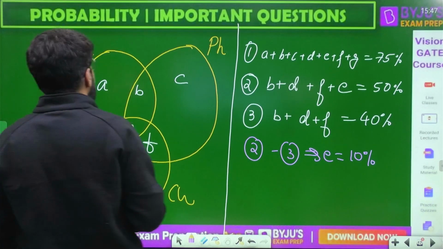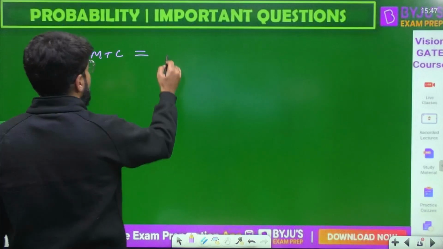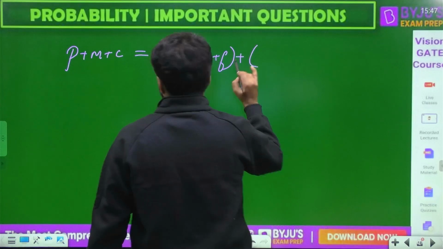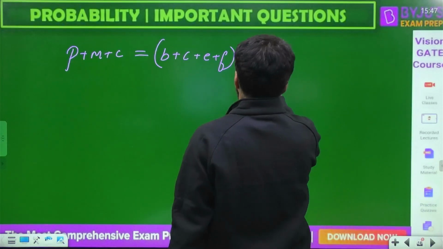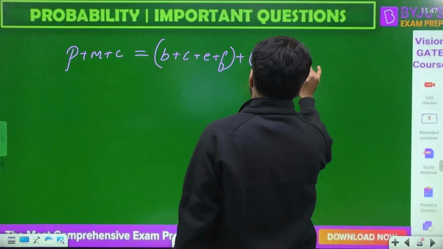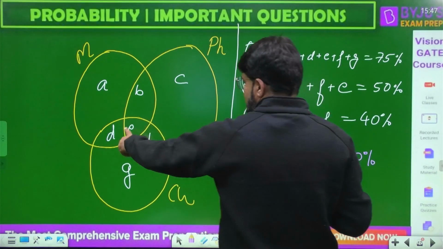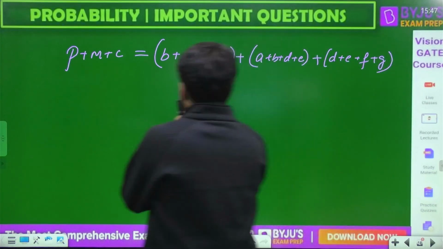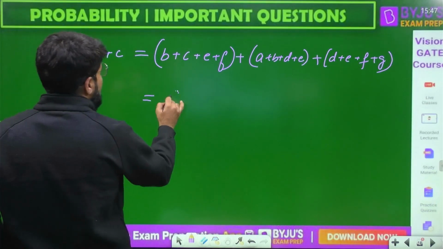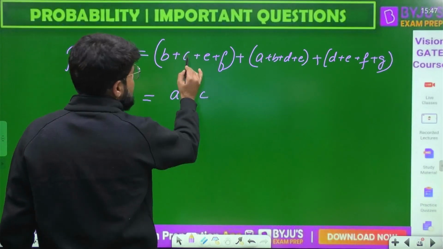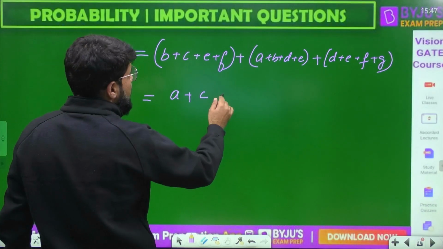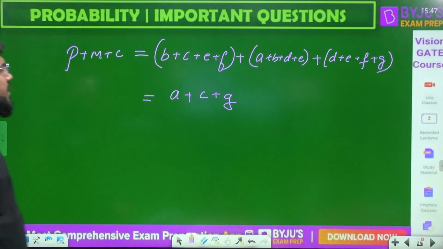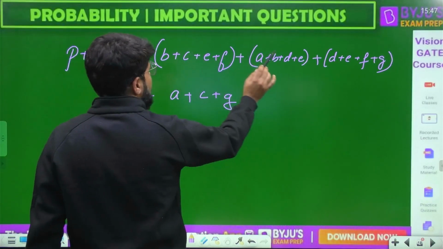Okay. P, physics. Physics has B, C, E, F. Plus maths. What is there in maths? A, B, D, E. Plus, what is there in the chemistry? D, E, F, G. Now, out of which, if you see, na, dekho, A is coming only once. C is coming only once. And from there, G is coming only once. Correct? Then A, C, G is counted.